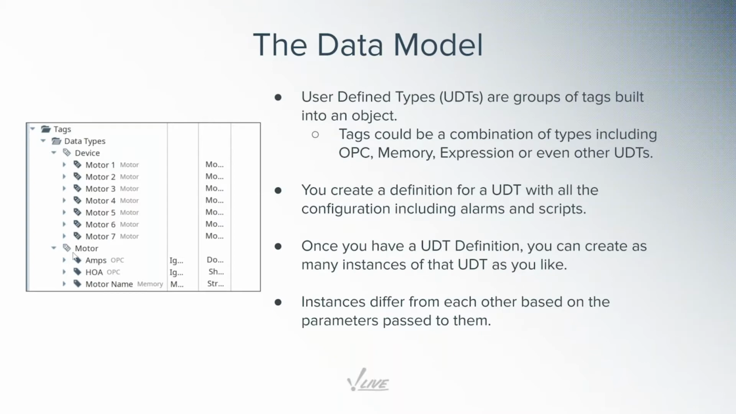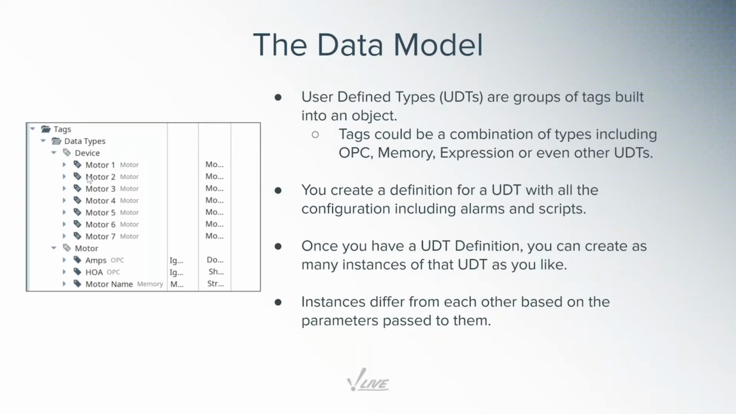And so I went ahead and created a UDT for a motor, and it has an amps tag, an HOA tag, and I added a memory tag for motor name. Inside my devices, I said there's 7 motors, and so I have 7 instances of my motor UDT inside a device. And so you can have a parent-child relationship inside these UDTs.